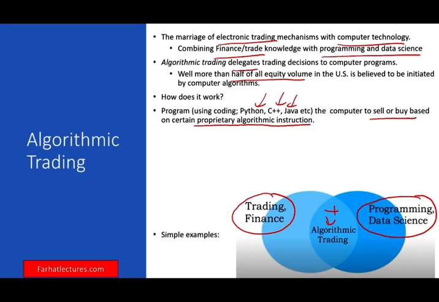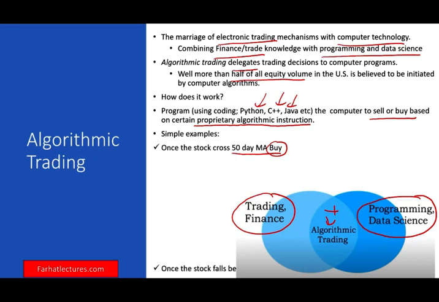I'll give you a very simple example, just keeping it as simple as I can. For example, you tell the computer that once a certain stock crosses the 50-day moving average, you buy it. That's it. And you tell the program, for today, I will choose 30 stocks. If any of them passes the 50-day moving average, you buy. Also, if any of those stocks falls below the 50-day moving average, you sell. So that's it, and you don't have to do anything. You go have your coffee, sit around, talk to your friends, and the computer will monitor this process and execute the trades for you.